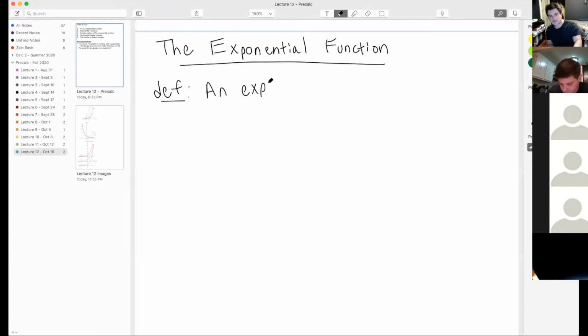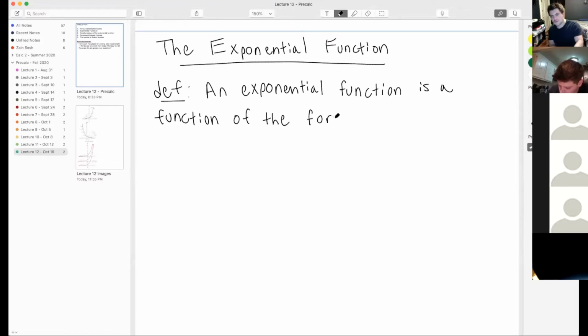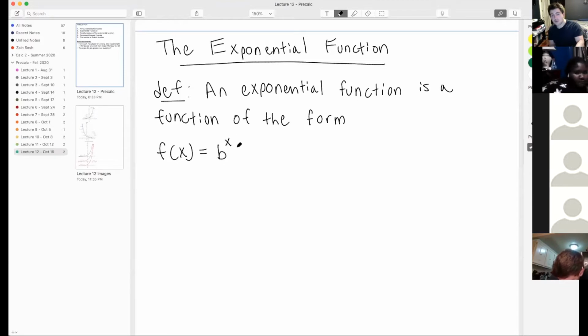An exponential function is a function of the form f of x equals b to the power of x. There are some conditions on the base of the exponent, so let me state those, where b is greater than 0, but it's also not 1, okay?